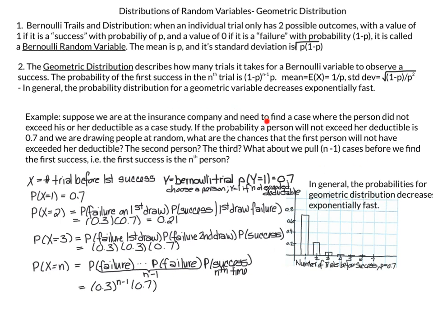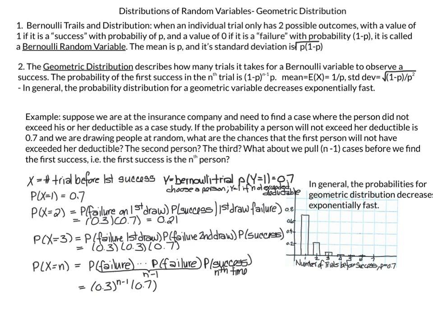This example we will cover in the main part of our video, but we'll go ahead and take a look at it in the overview. Suppose we are at an insurance company and need to find a case where the person did not exceed his or her deductible as a case study. If the probability a person will not exceed her deductible is 0.7, and we are drawing people at random, what are the chances that the first person will not have exceeded her deductible? What about the second person? The third? What if we pull n minus 1 cases before we find the first success, i.e. the first success is the nth person?